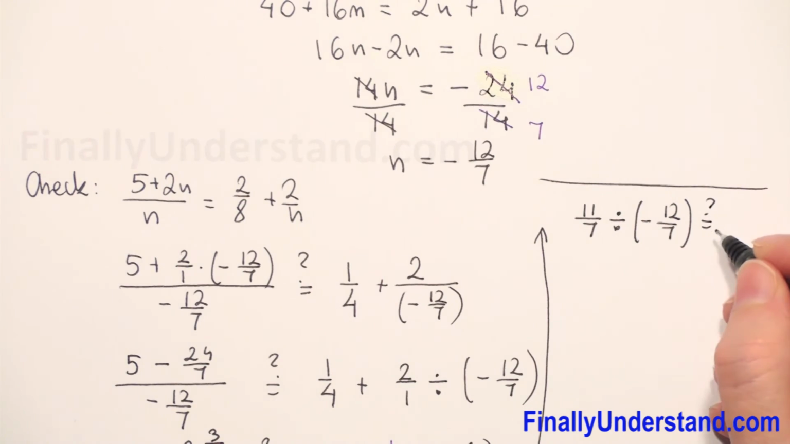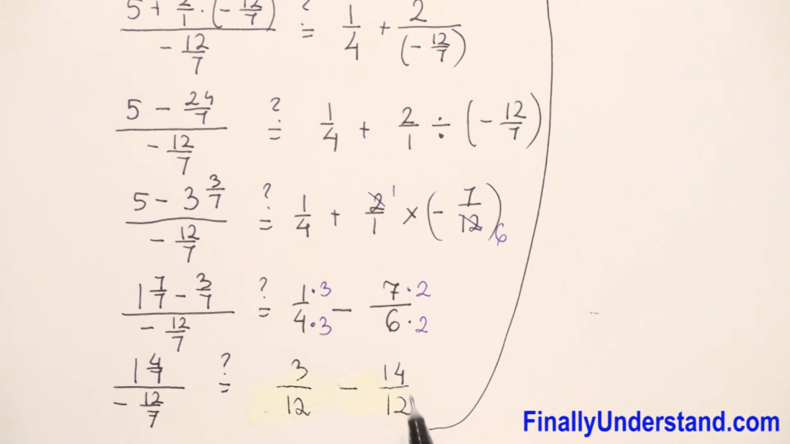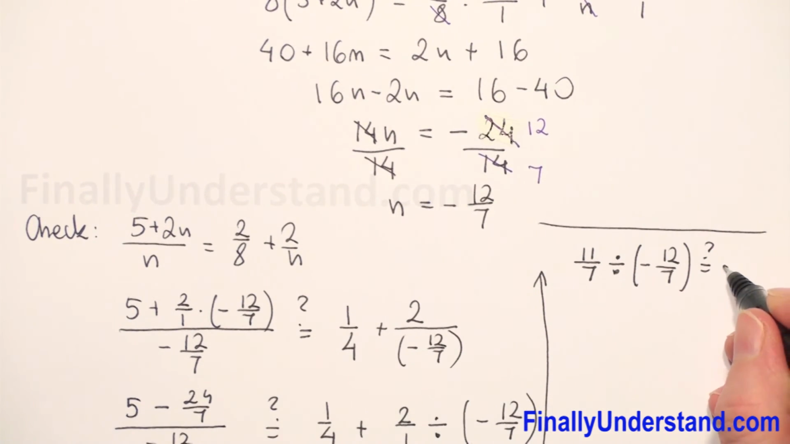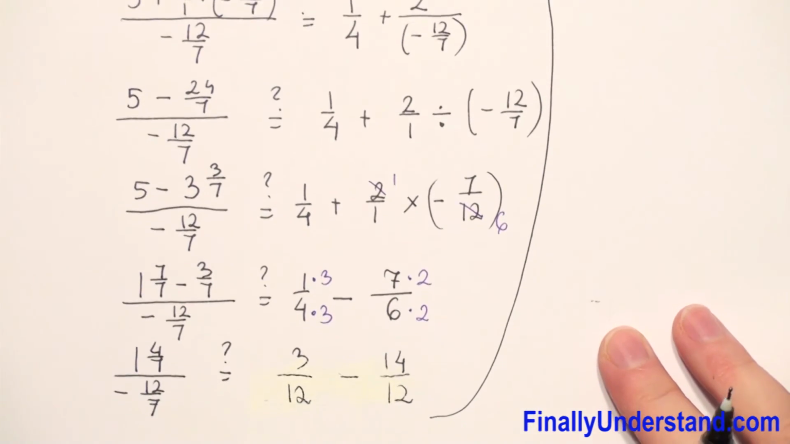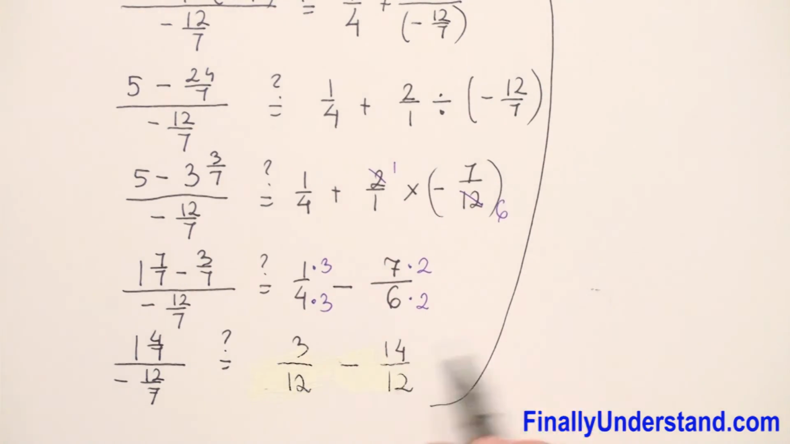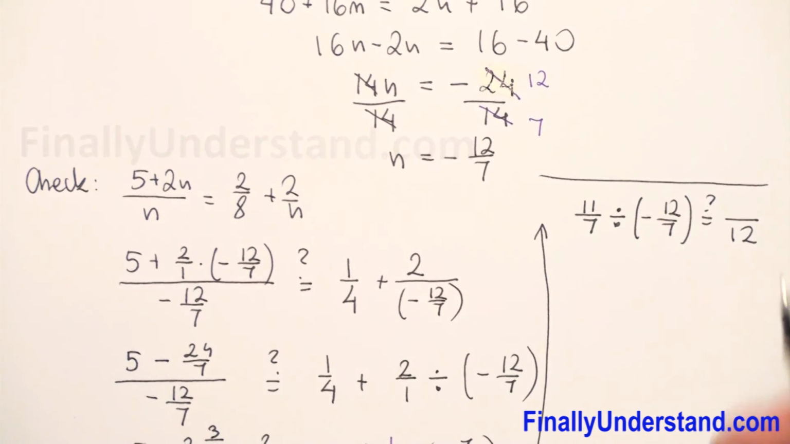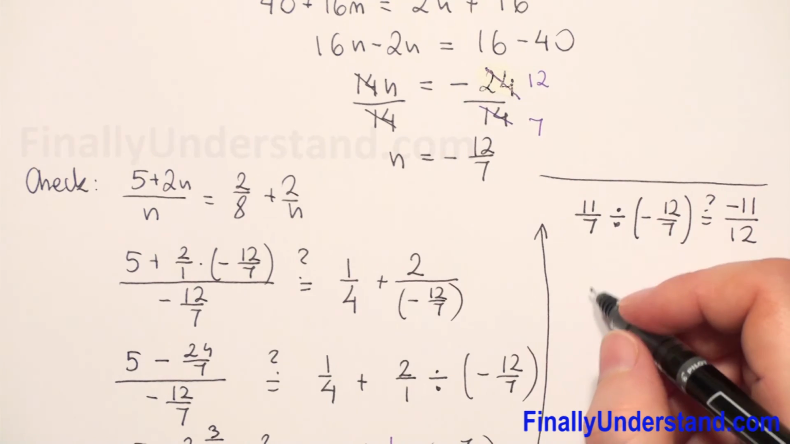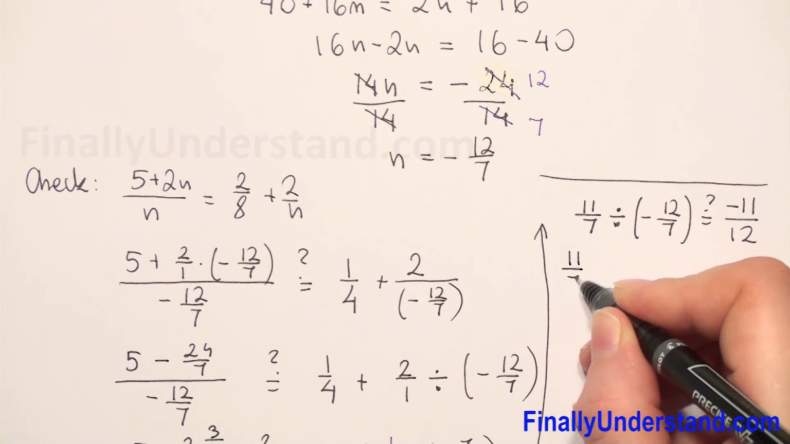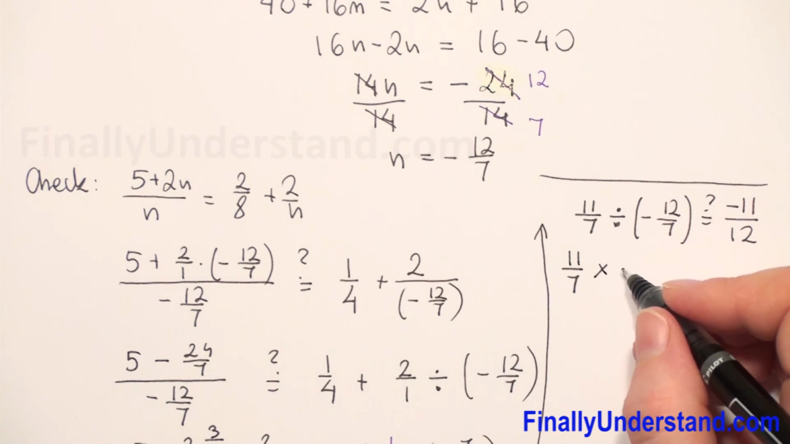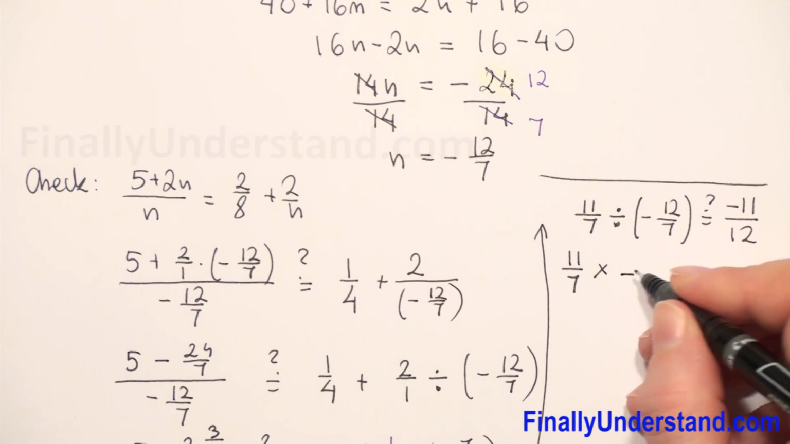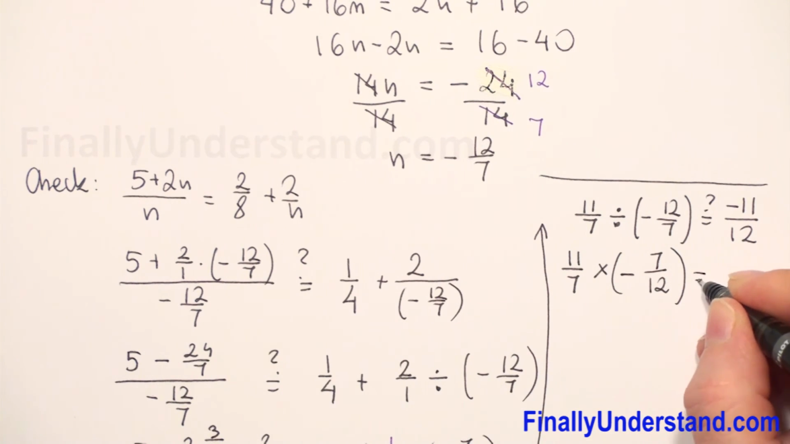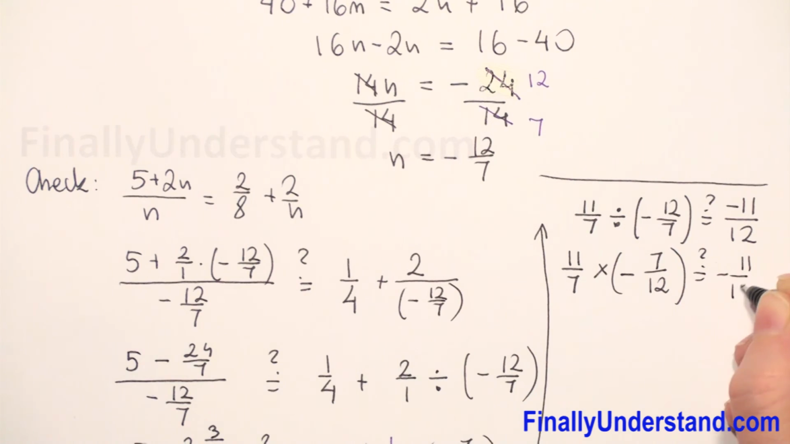So this should be equal, and now we have here the same denominator, so we copy the denominator, and we subtract numerators. 3 minus 14 is negative 11. On the left side we have division of fractions, so we copy the first fraction, change the division sign to multiplication, and flip the second fraction. The negative sign will stay, and we have 7 over 12. This should be equal to negative 11 over 12.